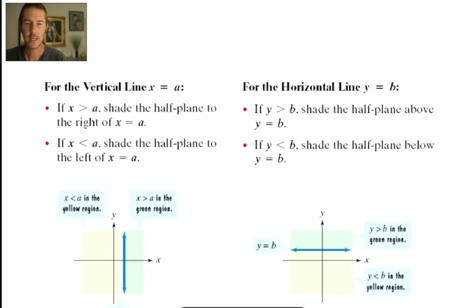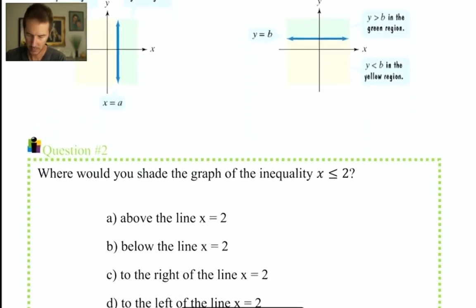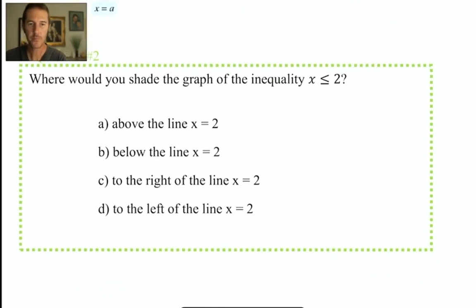I really like the idea of starting with these. So a vertical line has an equation x equals some number. And if this is your inequality, x is greater than some number, then what we're going to do is shade the half of the plane that's to the right of x equals a. And let's see, here is an example.